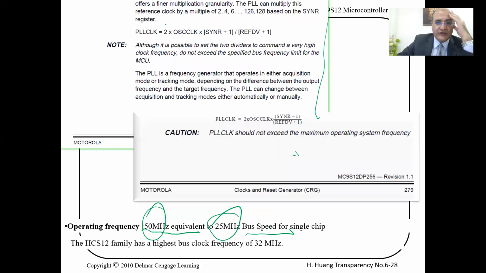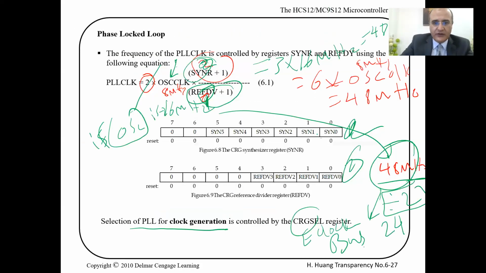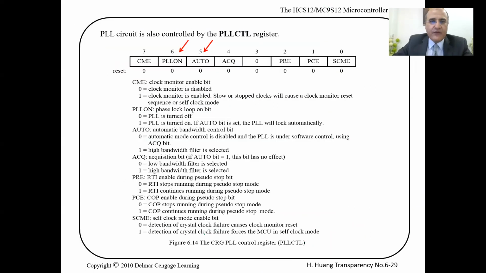Okay, what else do we need? So these three have another name, CRG select or clock select. We just saw it. Now we have 3 registers. A 4th register is the control register, the PLL control register. Okay, PLL control register. Here we need to turn on.